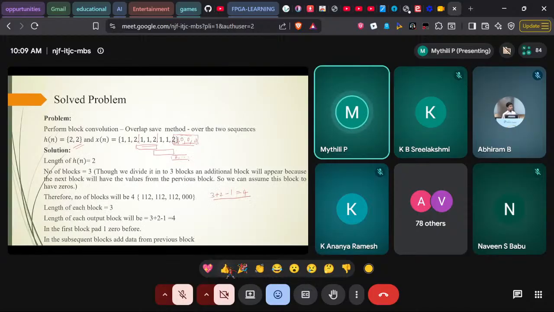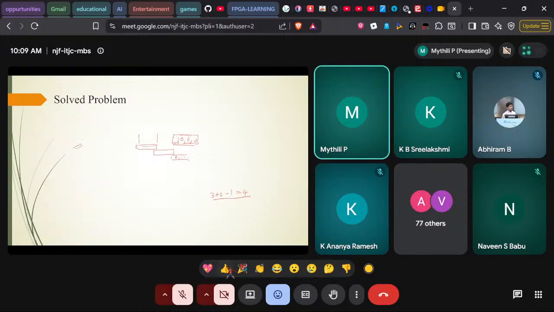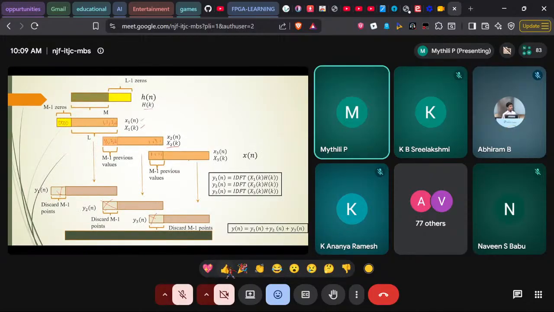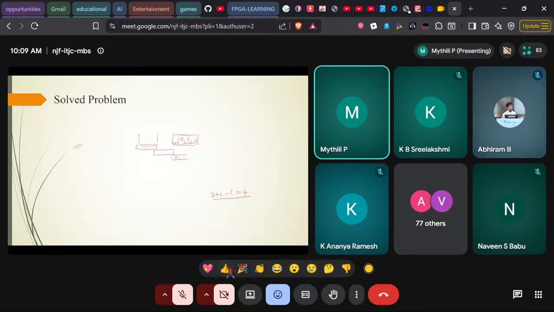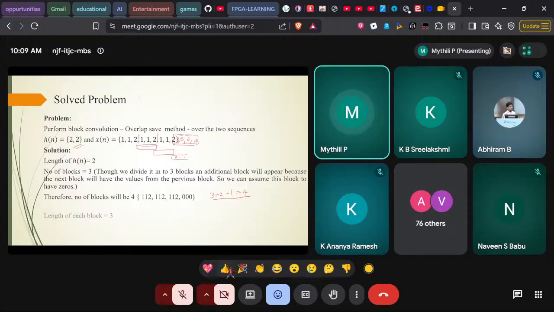Here at the beginning you can see the zeros are padded at the end only. Okay, I confused it. Sorry. Such confusions may come to you also. So 2 zeros are padded at the end only.